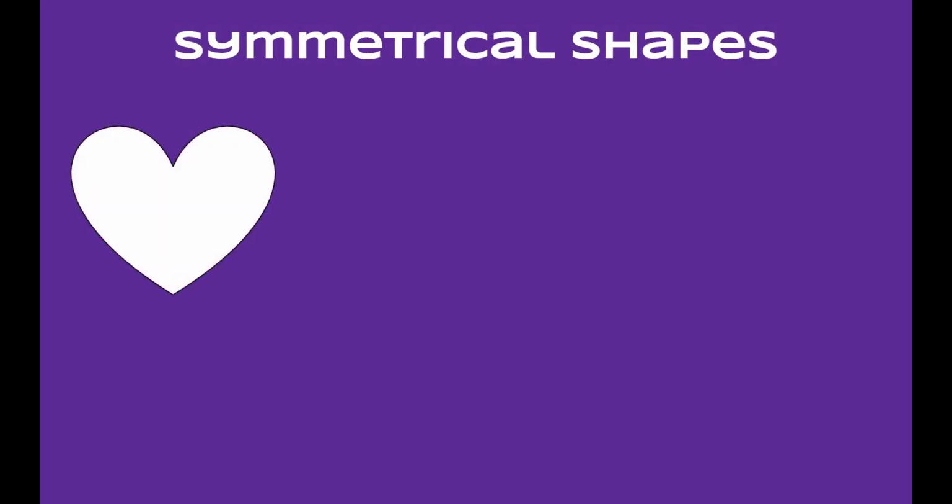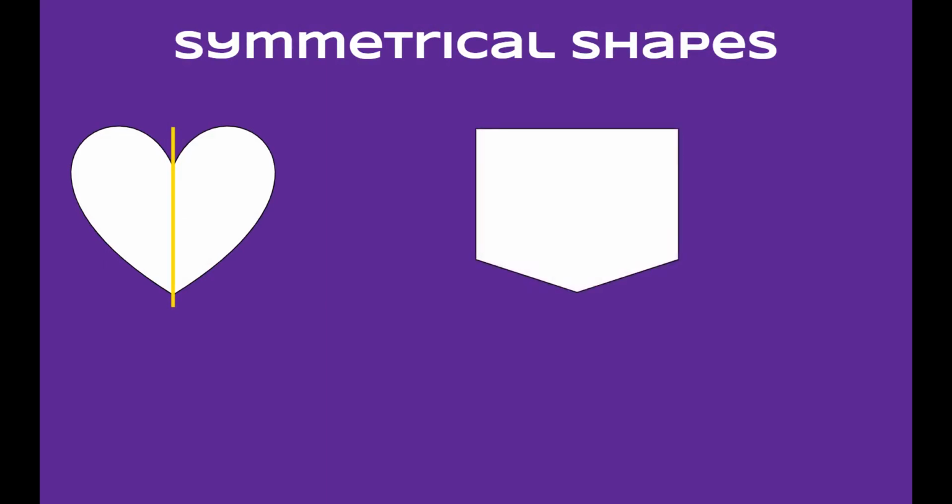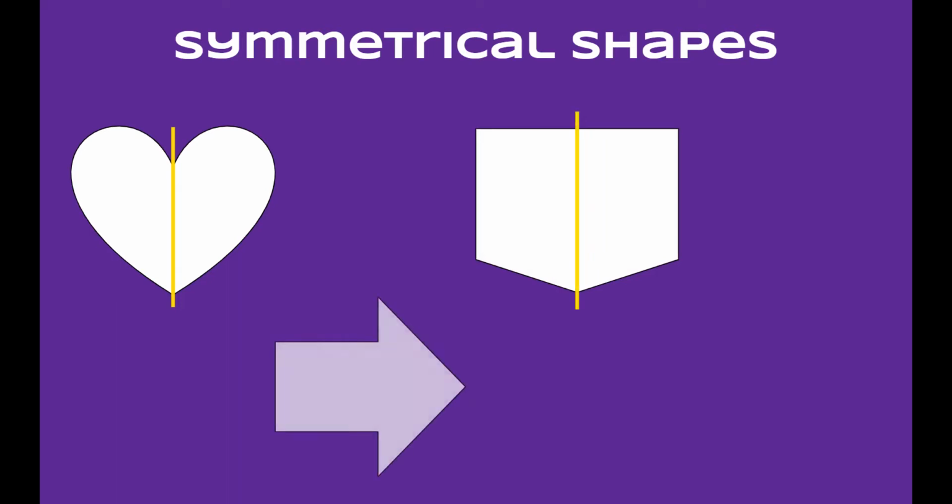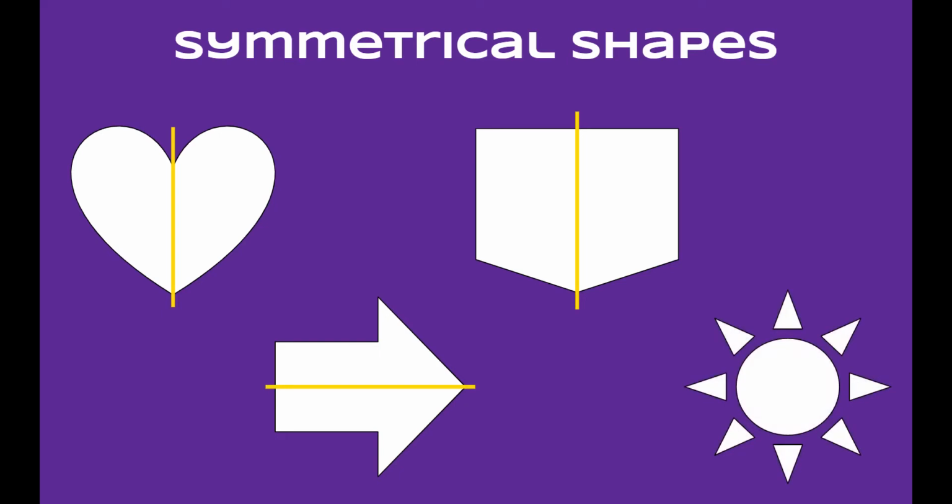Can you think of some more symmetrical shapes? How about this heart? You could tell it's symmetrical because we could fold it in half right down the middle. The same goes for this shape. We could divide it in half vertically, and both sides are symmetrical. What about this arrow? Oh, well, we can divide it in half horizontally, and it has two symmetrical halves. And this sun? It is very symmetrical. You could divide it in half lots of different ways, and it would still be the same on both sides.